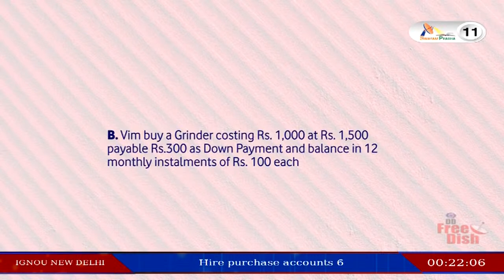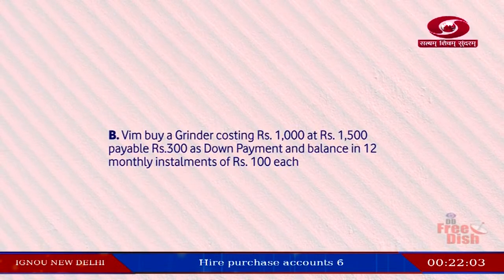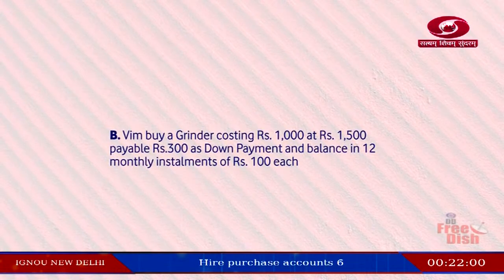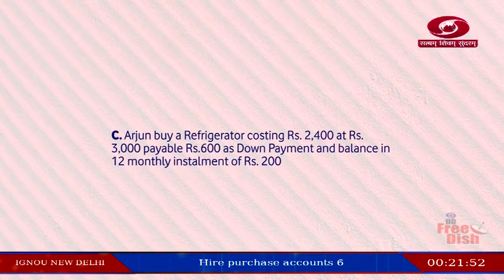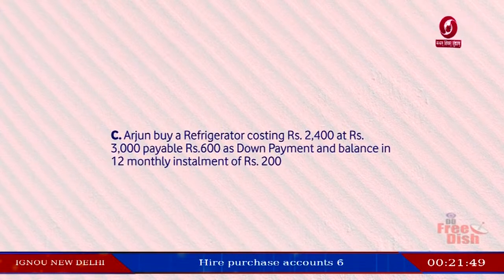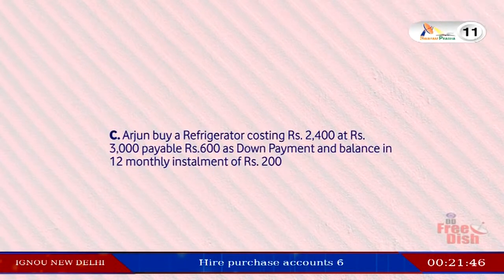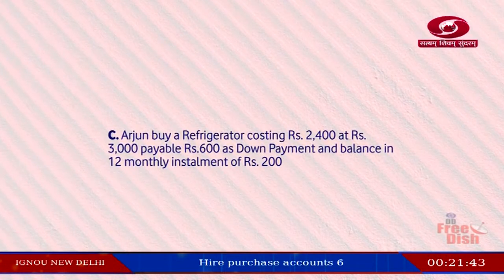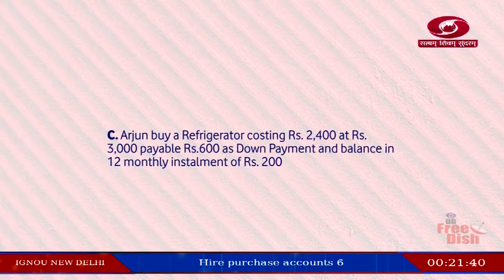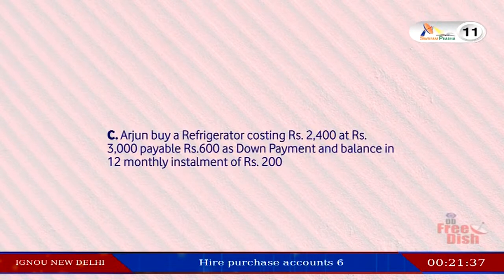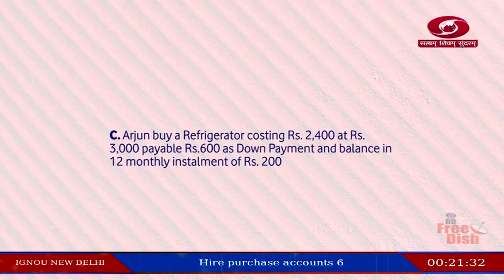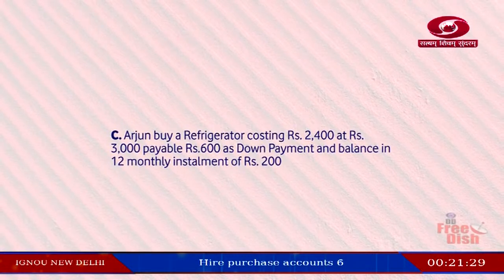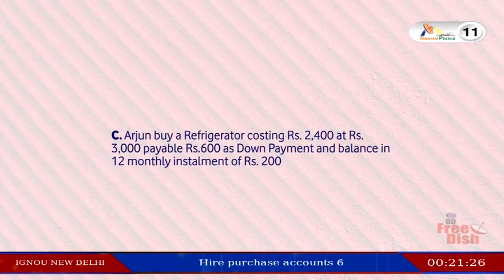Payable rupees 300 as down payment. So out of 1,500, 300 has been made as down payment, and the remaining 1,200 is to be paid in 12 monthly installments of rupees 100 each. Arjun bought a refrigerator costing rupees 2,400, but he bought this against rupees 3,000. It means 3,000 is the hire purchase price, 2,400 is the cash price. Payable 600 as down payment. So out of 3,000, 600 is the down payment. The remaining 2,400 will be paid in 12 monthly installments of rupees 200.